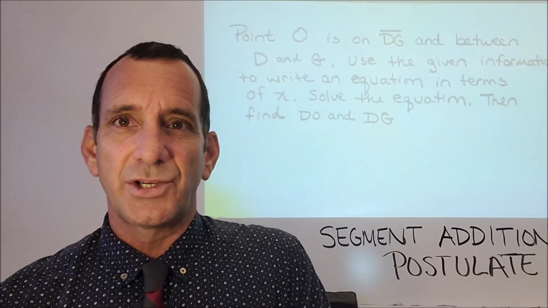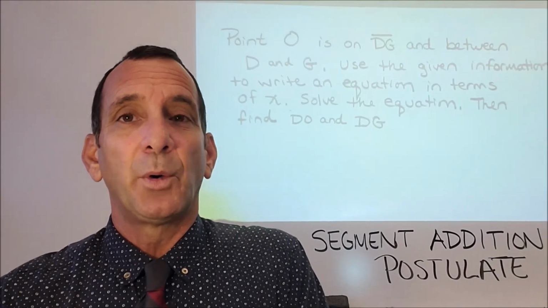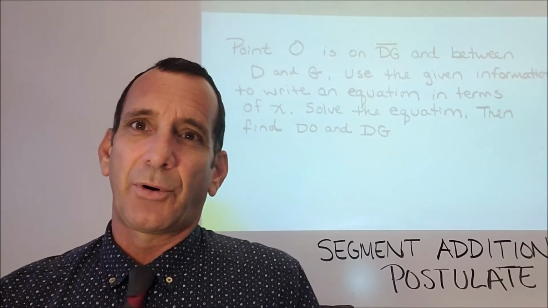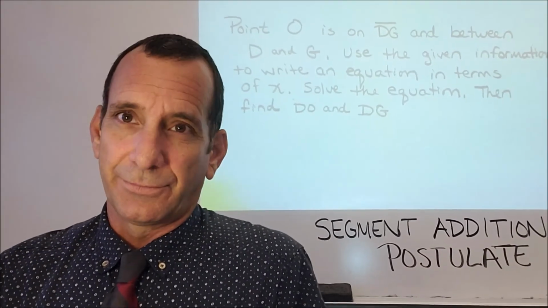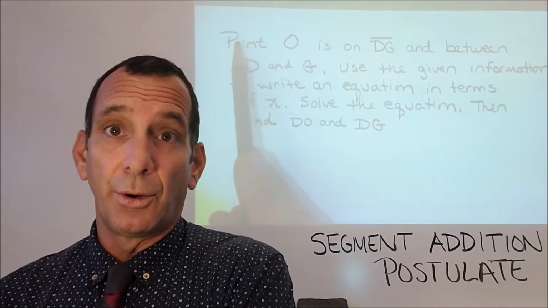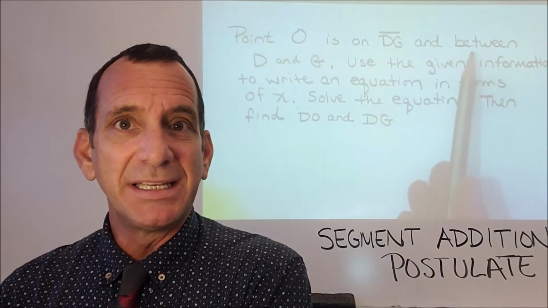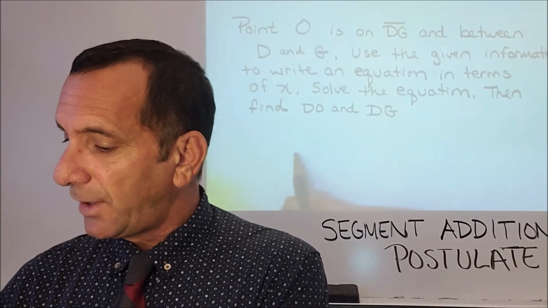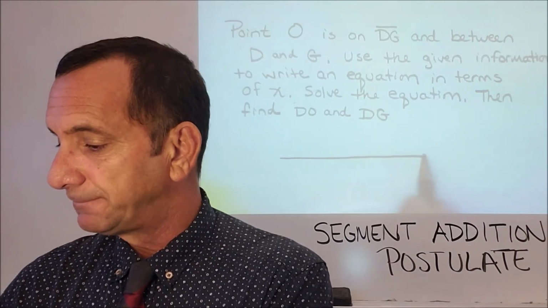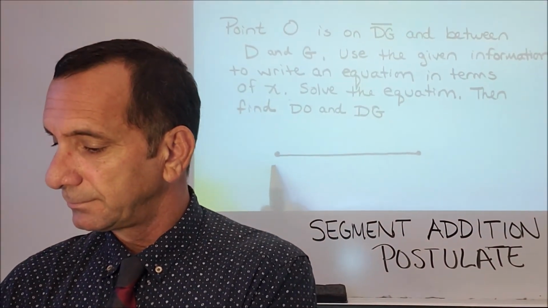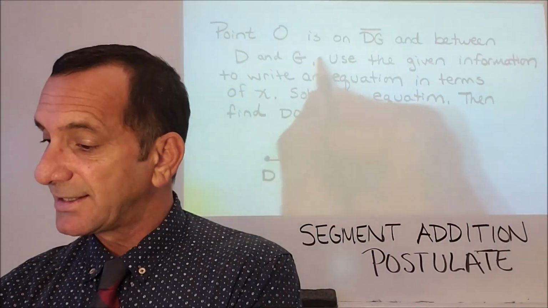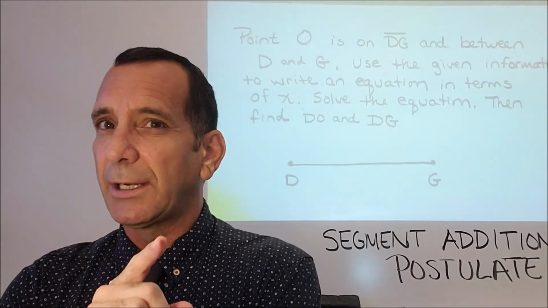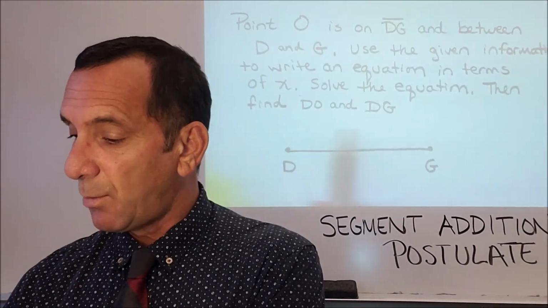Now here's a great situation where we're not given a diagram, but we can draw what is going on based on what we read. I will help you set up this problem and then see if you can solve it on your own. So it says point O is on DG and between D and G. So I'm just going to draw that. So here is DG, and point O is on DG and between D and G, somewhere in between. Doesn't mean it's right in the middle, but it's somewhere in between.